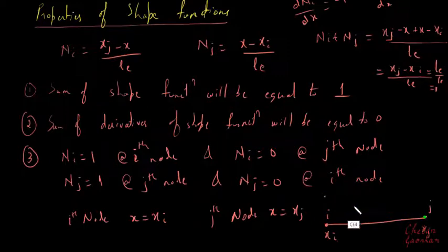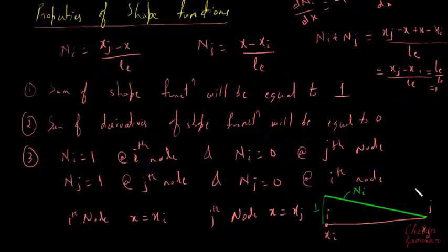So this will be the variation of Ni. It should be a linear variation, so let me draw it properly. So this will be the variation of Ni. Let me write this as Ni. So this shape function Ni will be equal to 1 at x equal to xi, whereas it will be 0 at x equal to xj. So it is 1 at its node and it will be 0 at the other node.